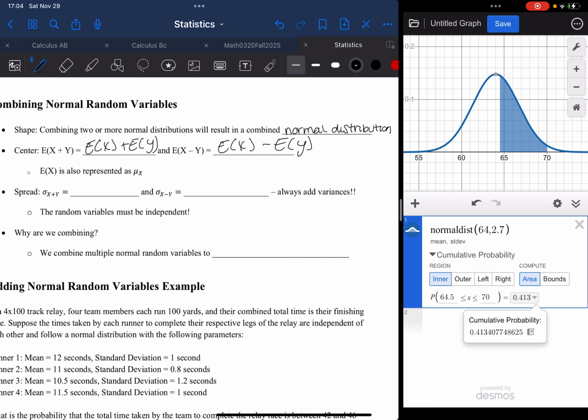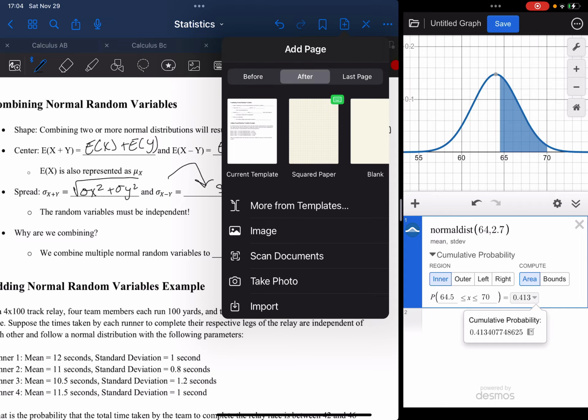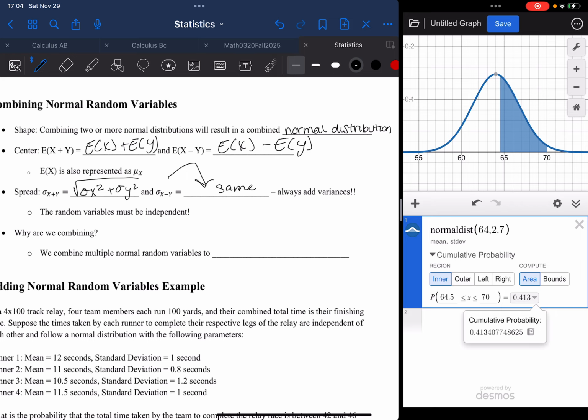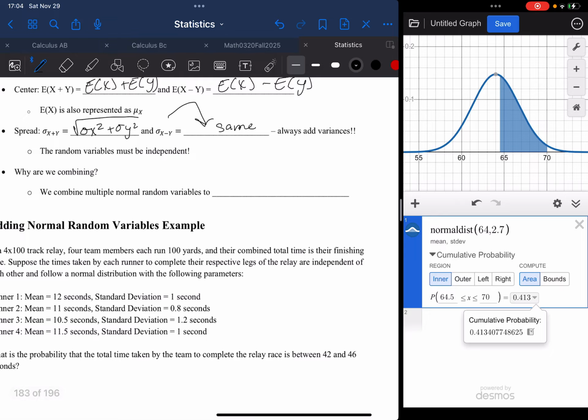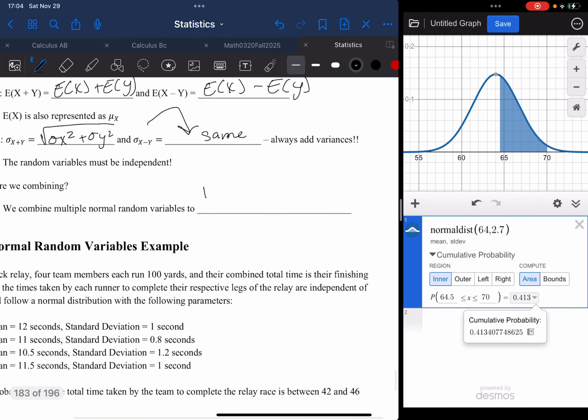And then spread for standard deviation, remember, no matter if we are going to add or subtract, we are always going to add the variances together. So this is the square root of sigma x squared plus sigma y squared, which is going to be the same formula here. Random variables must be independent in order to use that standard deviation formula. So it says, why are we combining? We combine multiple normal random variables to make a new distribution.